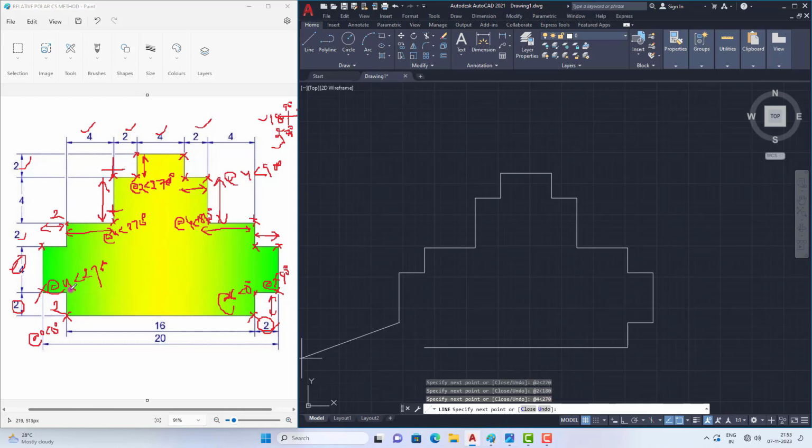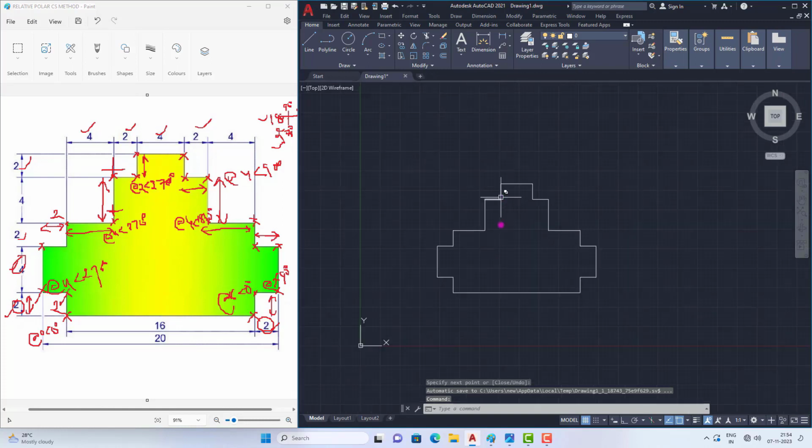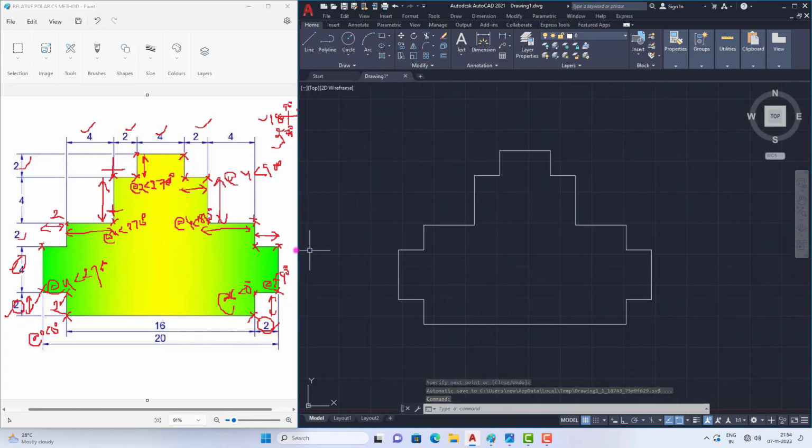So 2 distance we need to move to the right-hand side. So at the rate 2 less than 0 degree is the corresponding angle, and see, we need to move here. So we need to come downwards with a distance of 2. So at the rate 2 less than 270 degree and press enter a couple of times, so that it will come out from the command. So by using this relative polar coordinate system, you can calculate the coordinate values and you can complete the drawing by using this system.